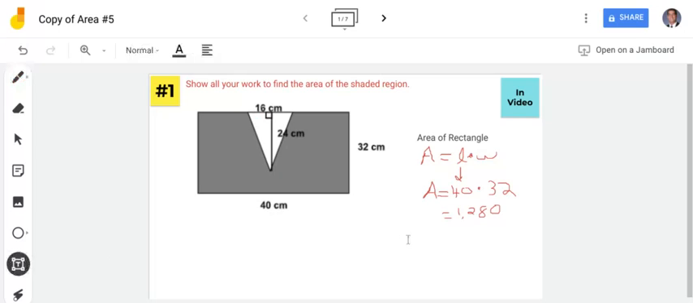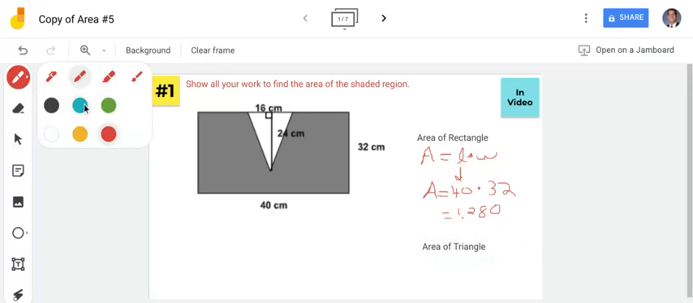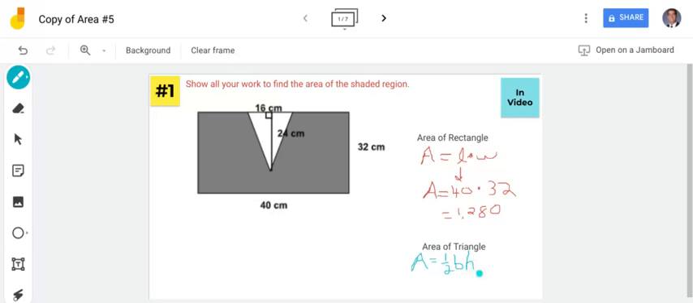Now let's find the area of the triangle. How do I find the area of a triangle? What's the formula for that? That is area equals 1/2 times base times height, right? So the base of my triangle from here to here is 16, and the height of my triangle is 24, from one vertex to the opposite side that forms a right angle right there.